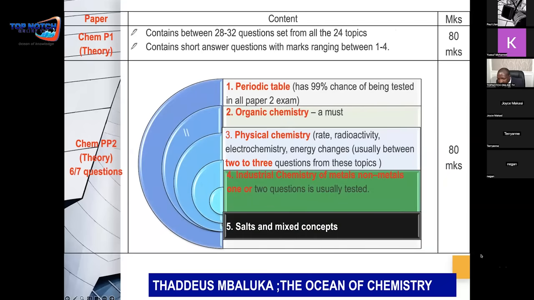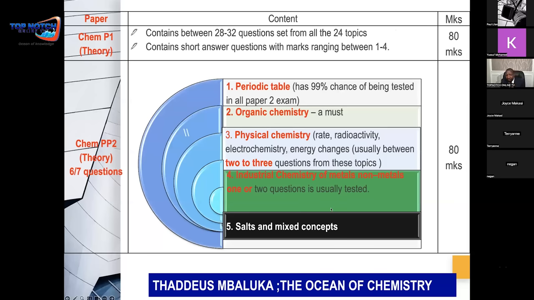So in that kind of a scenario, there is somebody who has said, is it true that the extraction of copper is never tested? Whoever gave you that kind of notion, that is wrong. Copper is part of the syllabus. It was just tested the other day. So don't ignore copper. In fact, it is one of the metals that was lastly tested. So it has a high chance of being tested. So please don't ignore the extraction of copper.